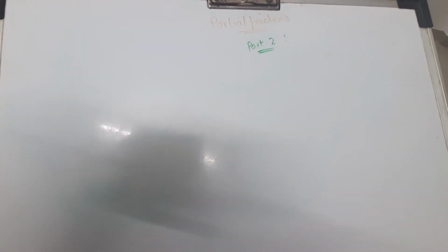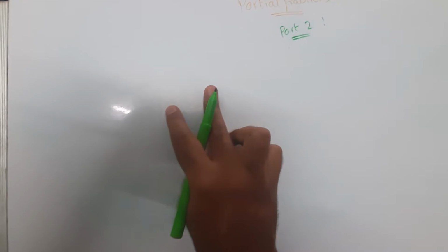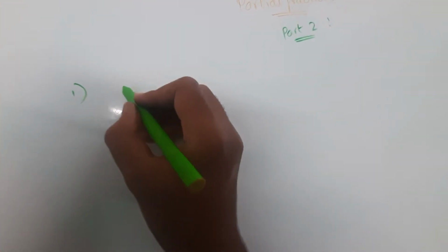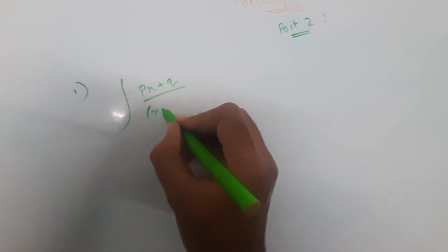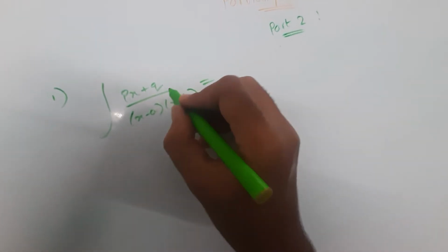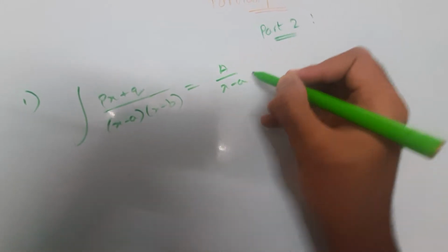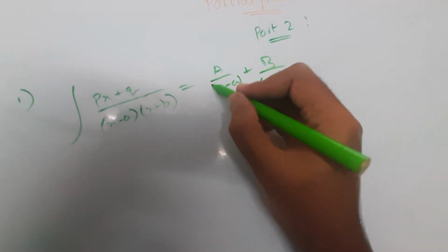Last time, since we've seen the different types of partial fractions, this time we're going to see how to solve a partial fraction specifically. So we've seen two different functions, and we're going to solve both of them. The first one: integration of (px + q) by (x - a)(x - b) is equal to A by (x - a) plus B by (x - b). This was type 1.